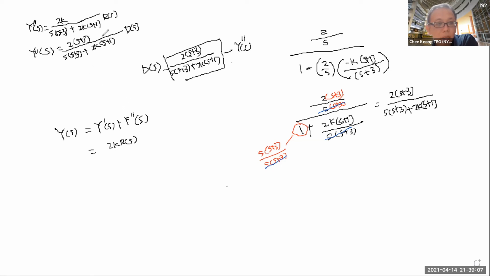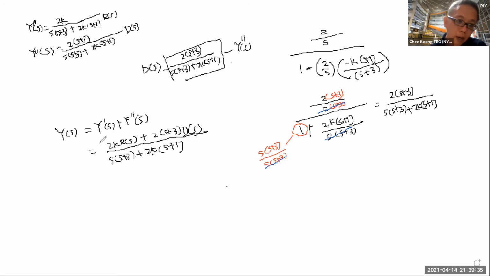And the numerator also has plus 2(S plus 3) D of S, because this is the numerator. Then I combine the denominator. The denominator is again S plus 3 plus 2K(S plus 1). So this is your final expression of how your Y is due to your R of S and D of S.